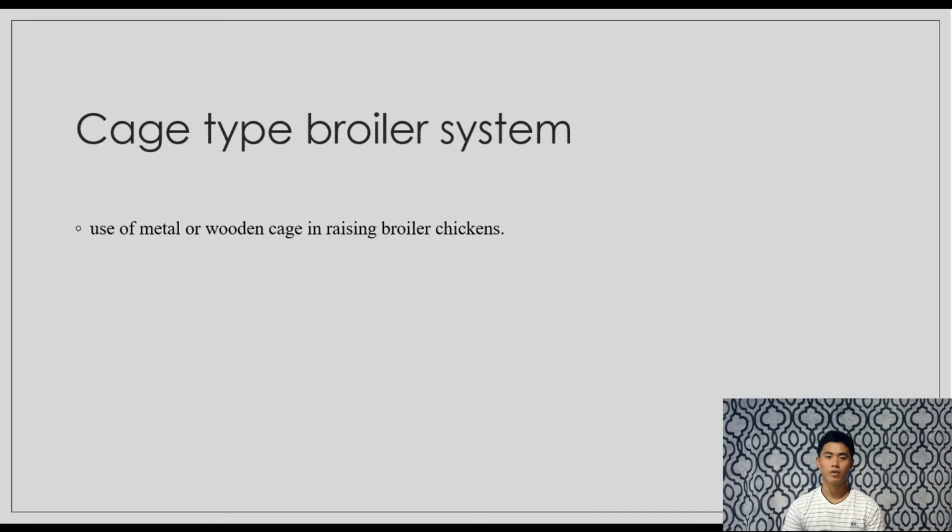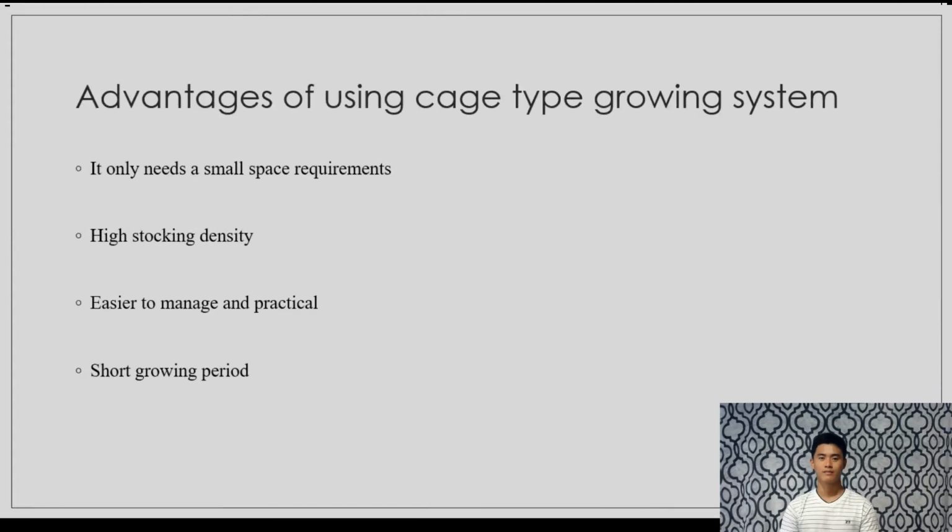The cage type broiler system is the use of metal or wooden cages in raising broiler chickens. The advantages of using the cage type growing system. First, it only needs small space requirements, because the cages are placed like shelves that can maximize small space.